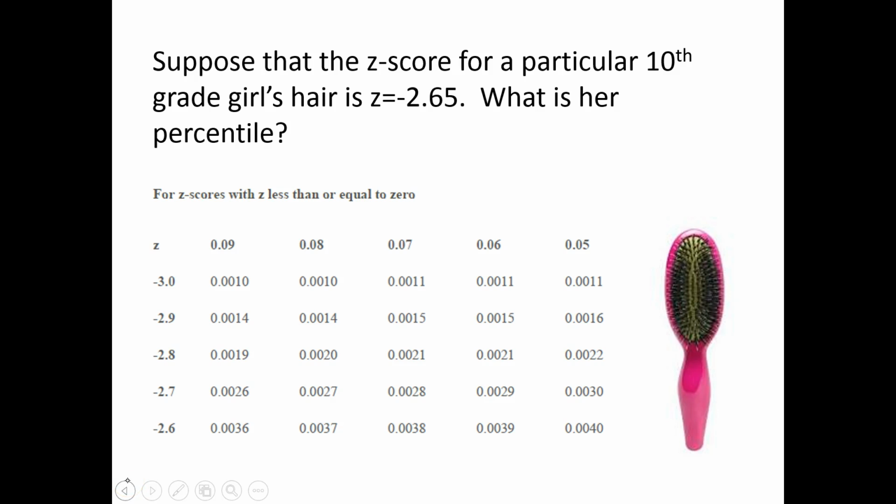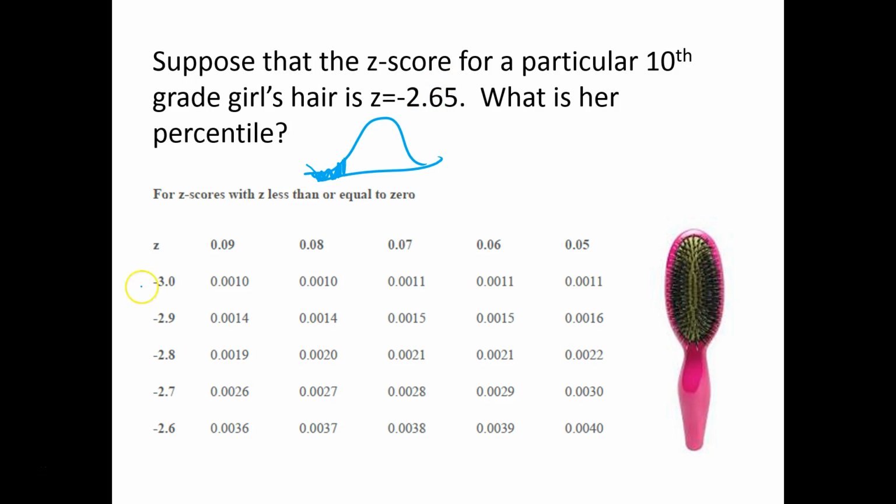So once again, here we're talking about these girls' hair. So suppose the z-score for a particular 10th grade girl's hair is negative 2.65. They want to know the percentile. So this part, they already did half the work for us. They found the z-score for us. We don't know what the length of the hair is, but they tell us the z-score. So to find the percentile, it's negative, so that means we must be on the left side of the curve somewhere. And we want to find the percentile, so the area to the left.